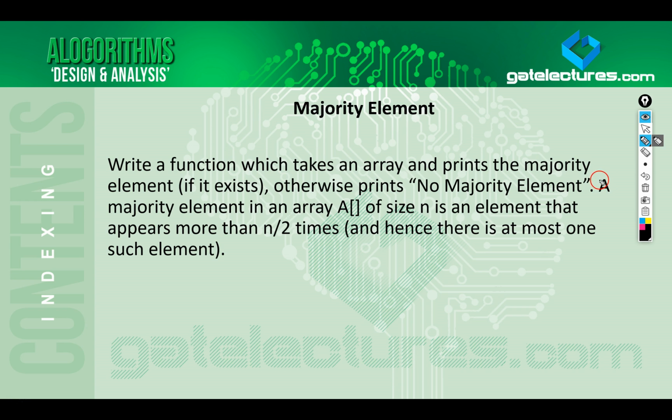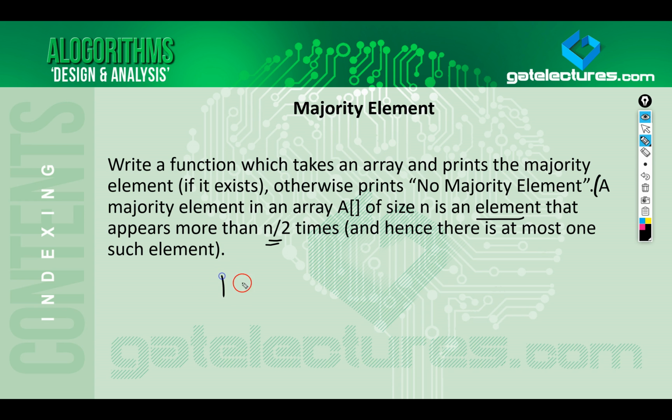They are giving the definition of the majority element. It says a majority element in an array A of size n is an element that appears more than n by 2 times. Hence at most one such element can be present inside this array, but not more than one element. What do I mean by this?